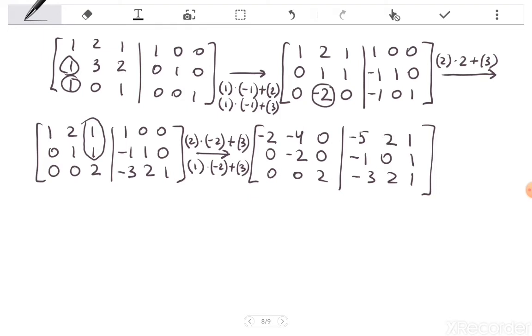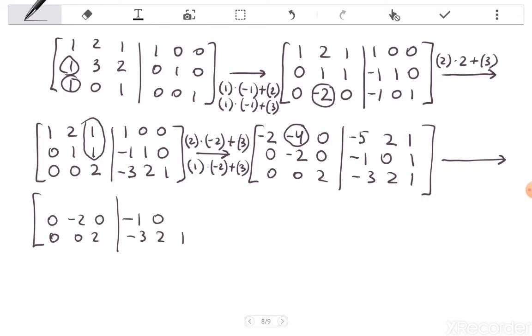And finally, we need to get rid of this minus 4. What can we do to get rid of this minus 4? First, we rewrite the last row, minus 3, 2, 1, 0, minus 2, 0, and the second row as well.